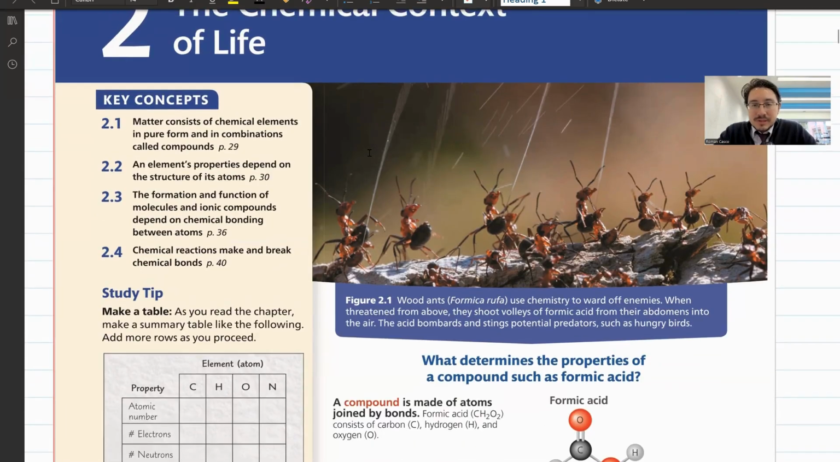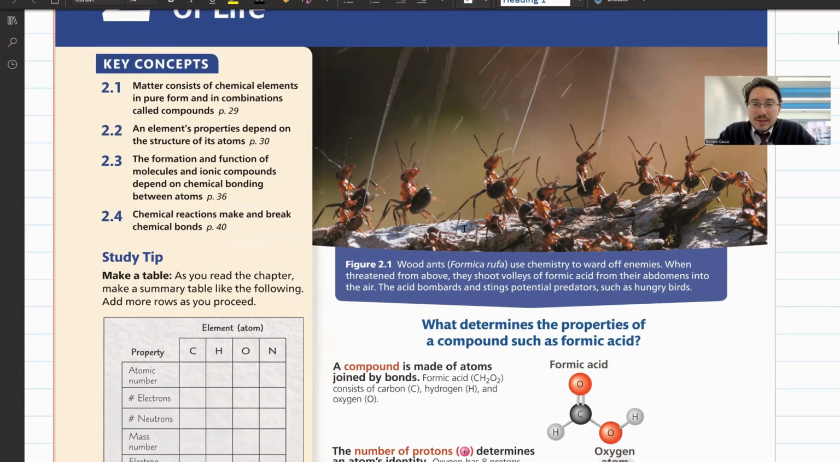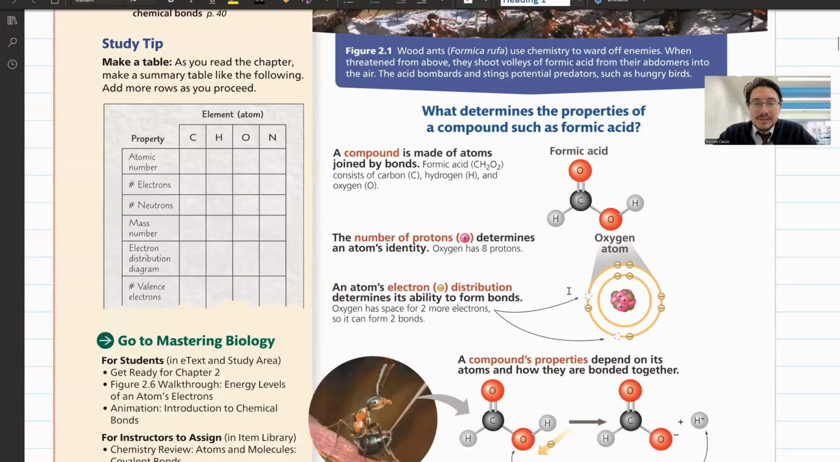All right, the chapter gives this visual here of wood ants, right? Formica rufa use chemistry to ward off enemies. When threatened from above, they shoot volleys of formic acid from their abdomens into the air. The acid bombards and stings potential predators such as hungry birds. Very nice little visual here.